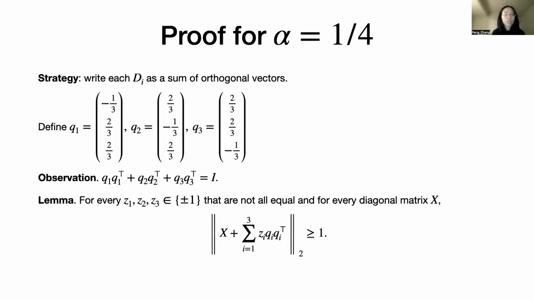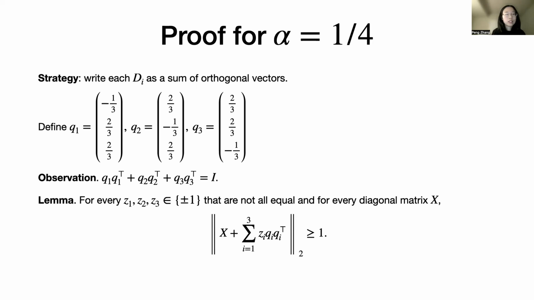Okay, to convert these matrices Di to rank 1 matrices, we write each Di as a sum of orthogonal vectors. Here we explicitly construct 3 vectors, Q1, Q2, and Q3, each in 3 dimensions. We observe that the sum of Q1 Q1 transpose, Q2 Q2 transpose, and Q3 Q3 transpose equals the identity matrix.